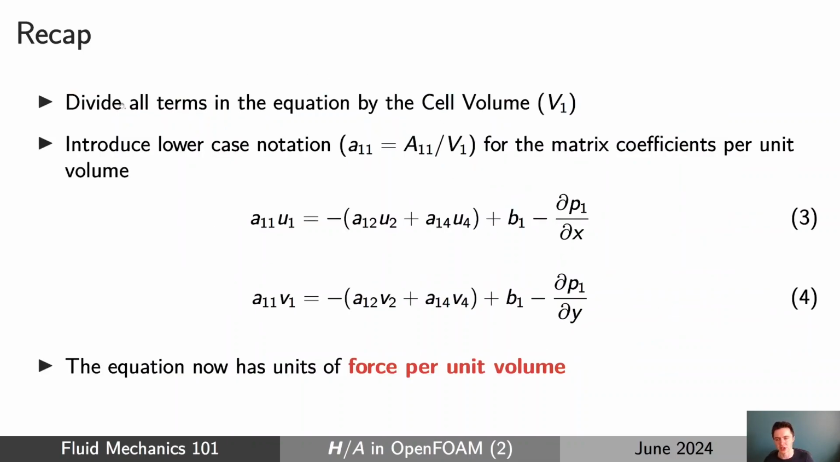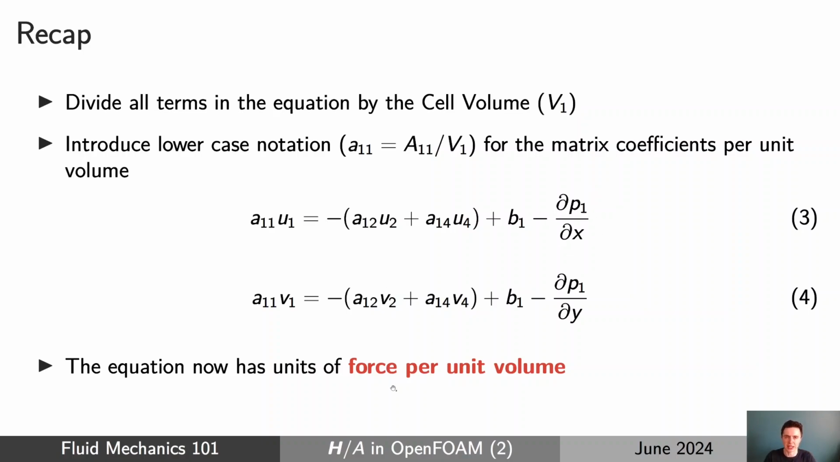And what we then did was we divided all of the terms in equation 1 and equation 2 by the cell volume. And as well as dividing by the cell volume, for convenience, we also introduced a lowercase notation for those A matrix coefficients, and that allowed us to write equation 1 and 2 in the form which you can see here on the slide, equation 3 and 4. You notice the equations are very similar, but we've now got the lowercase a for the matrix coefficients, lowercase b1, and the cell volume is missing now from the pressure gradient term, which you can see there.